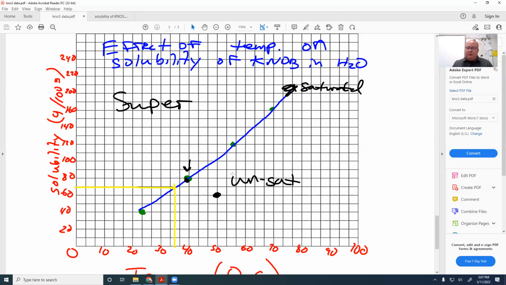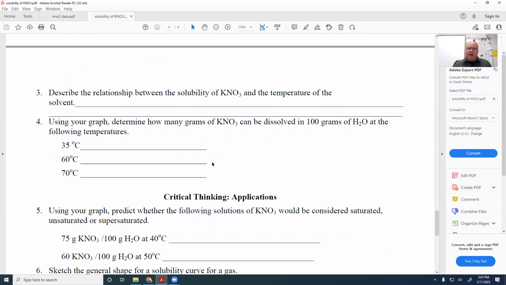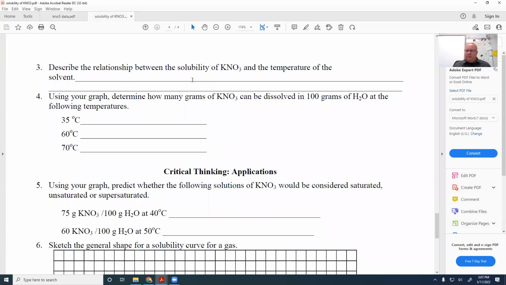So now that you have your graph, you can answer the questions down here. You've made your graph, and on the next page, it says, what's the relationship between the solubility of the potassium nitrate and the temperature? They're positive, they're correlating. One goes up, the other one goes up. Now your graph might seem like it's linear, it might seem like it's exponential, but either way, that's the kind of comment you're having to make.